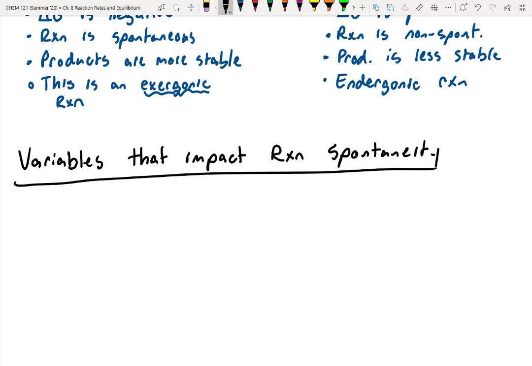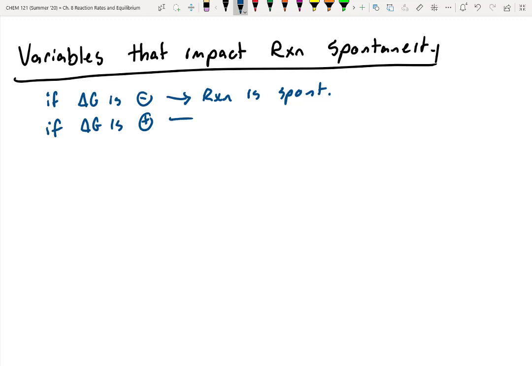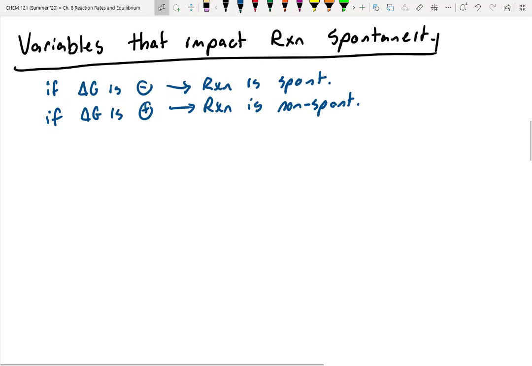All right, so we know that if delta G is negative, I'll just put it like this, then the reaction is spontaneous. However, if delta G is positive, we know the opposite is true. So the opposite is true. The reaction is non-spontaneous.